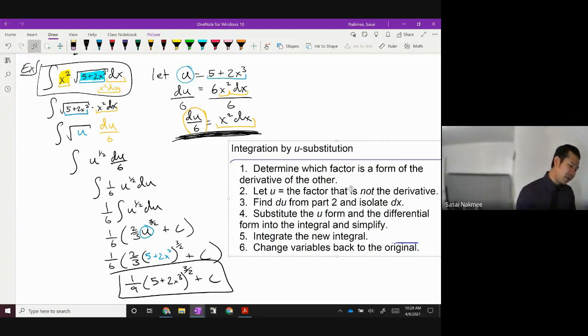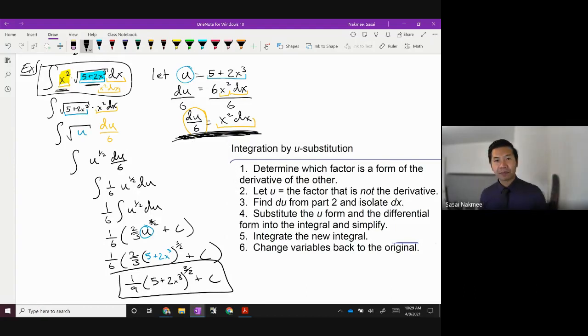We saw that x squared looks like it's a form of the derivative of 2x to the third. It's not perfect, right? This one doesn't have a 6 in front of it, but x squared is definitely a derivative of x cubed. We deal with the coefficient, the number in front, later. Step 2, let u equal the factor that is not the derivative.